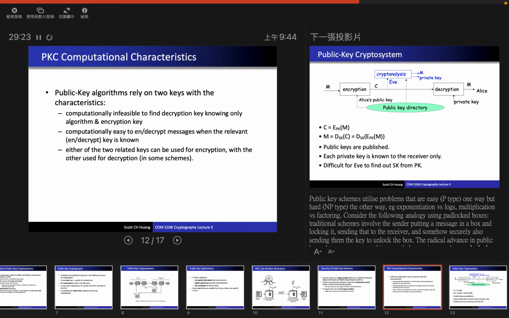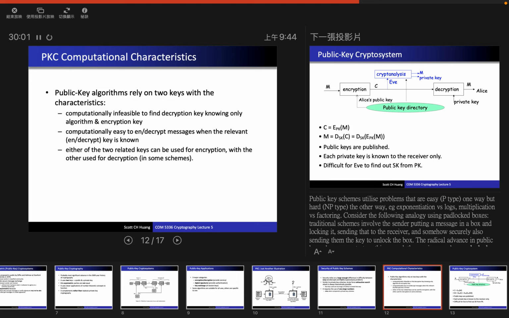So a public key algorithm relies on two keys having these properties. Number 1, it is computationally infeasible to find the decryption key even though you know the encryption key. So the relationship between the encryption key and decryption key should be difficult. Even though you possess the encryption key, the best algorithms are designed in a way that you can't take advantage of the knowledge of the encryption key to derive the decryption key.